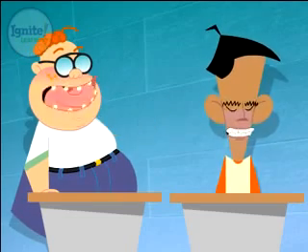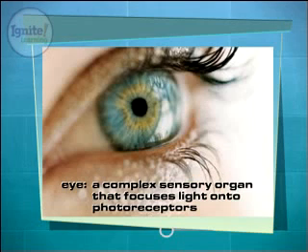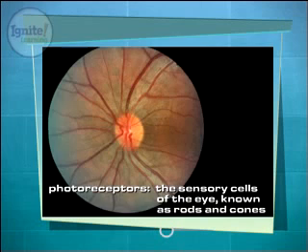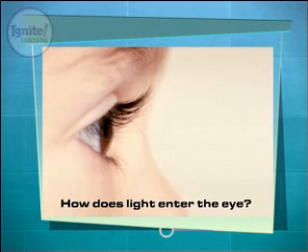Mr. Einstein, I've been reading about how the eye is a complex sensory organ that focuses light onto photoreceptors, the sensory cells of the eye, known as rods and cones. But how does light actually enter the eye so I can see objects?